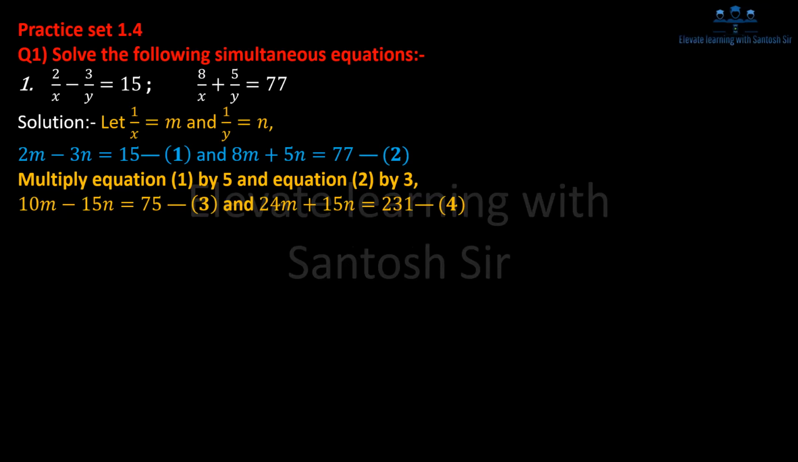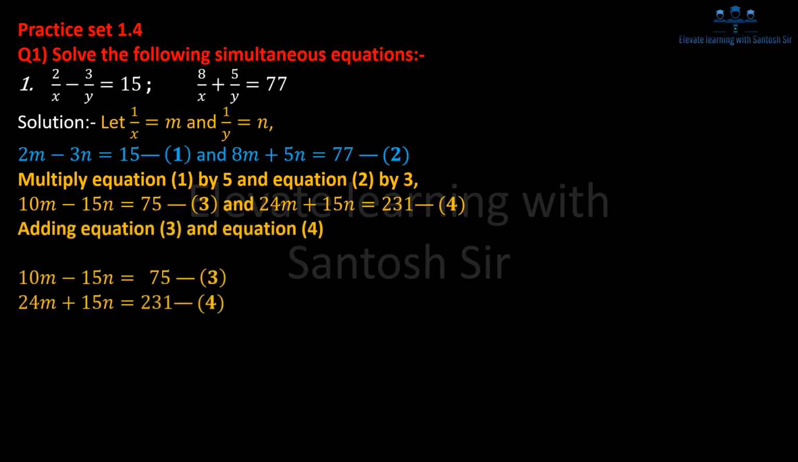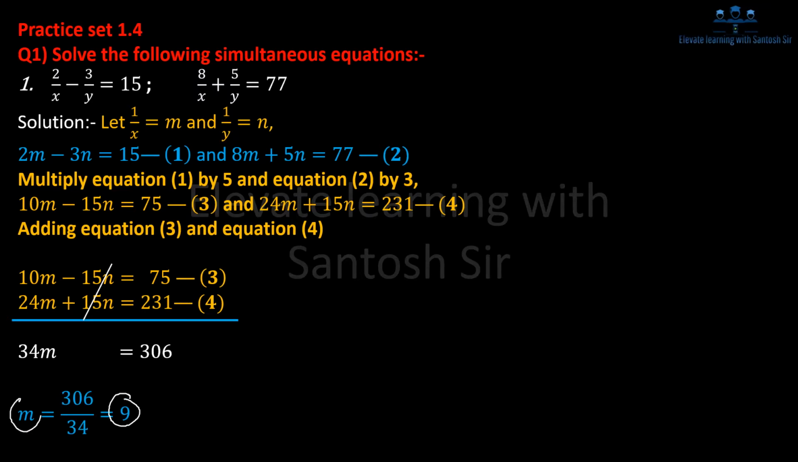Now what we can do is simply add these two equations to get the value of m. So we will take equations 3 and 4 and add them. What will happen? Minus 15n and plus 15n will get cancelled. We will get 34m is equal to 306 and we will get m is equal to 9. Using this value of m as 9, we can find the value of n by substituting in either equation 1 or 2.